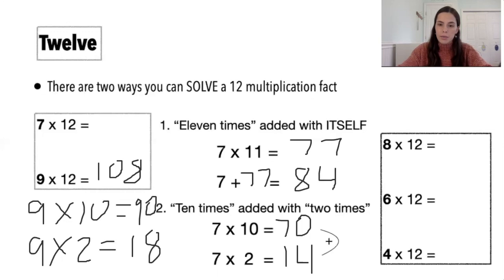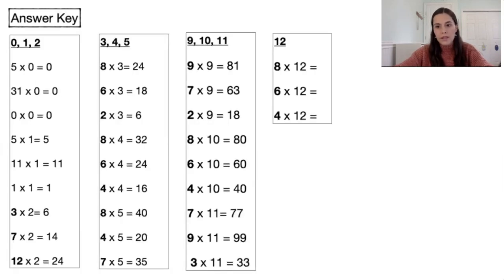Here are your example problems. You have 8 times 12, 6 times 12, and 4 times 12. Lastly, here's your answer key. Make sure you check your work. Make sure you attempted these problems before just looking at the answer key. I promise it will help you in the long run.